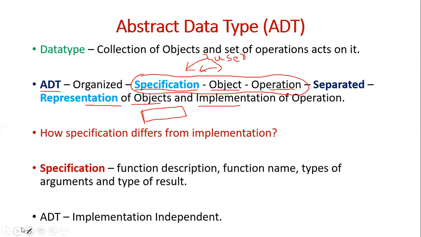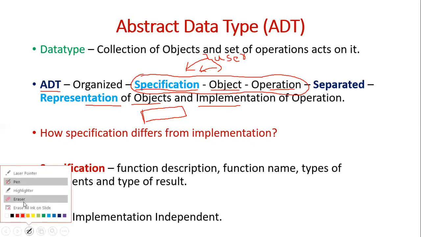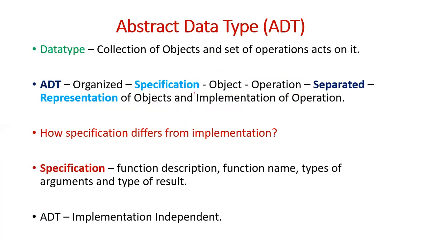Okay, because these two are different things. From a user perspective, he needs only the object specification and the operation specification. He is not bothered at all about the implementation details of the object and the operations, right? Okay, so how does specification differ from implementation? That's what we have discussed previously. So specification is important from a user perspective. The user needs only the specification details: what is this data type, what it can do, and what the operations are.